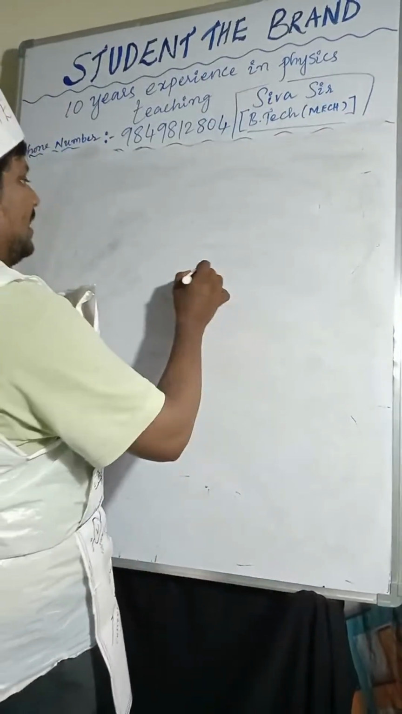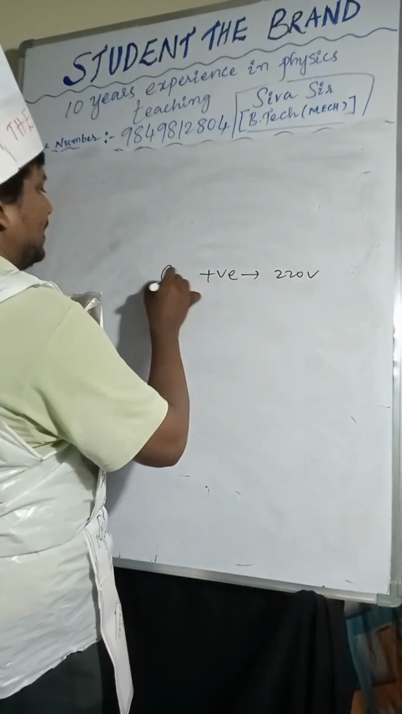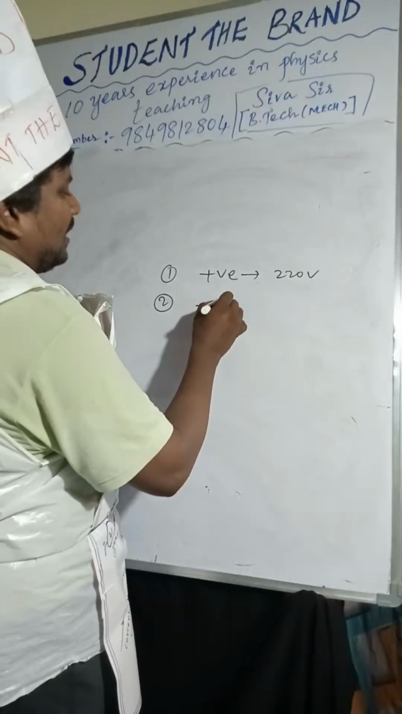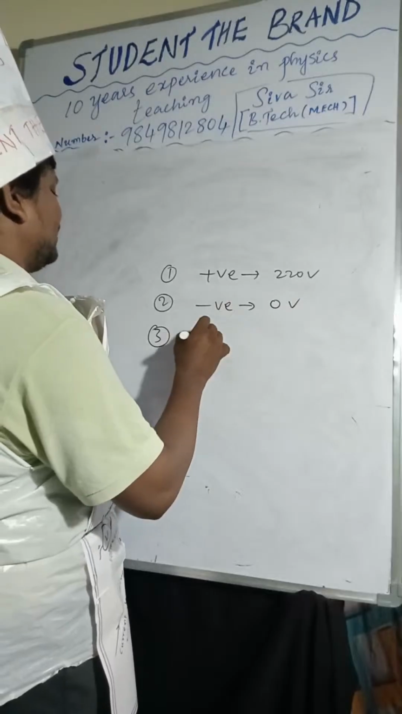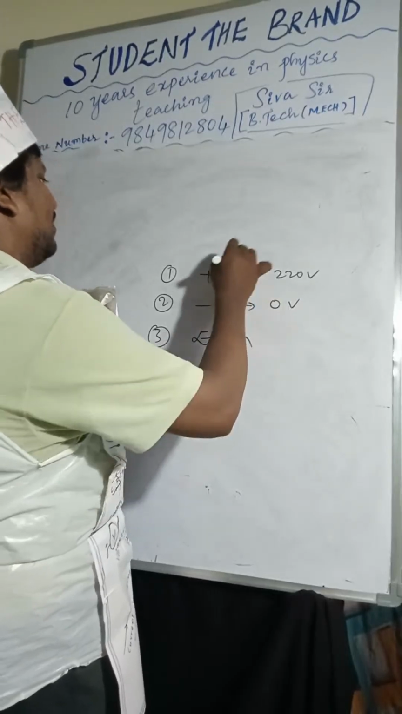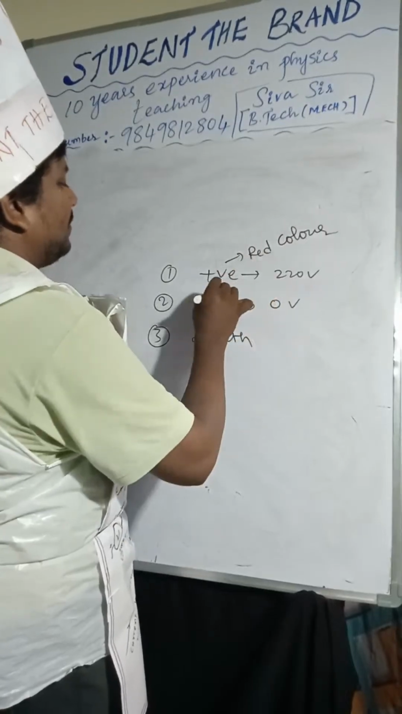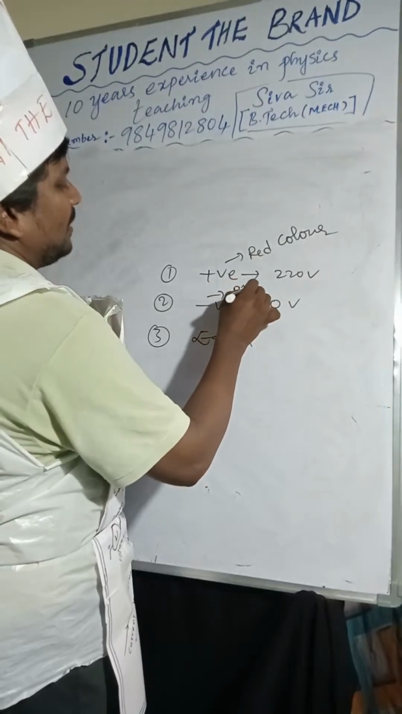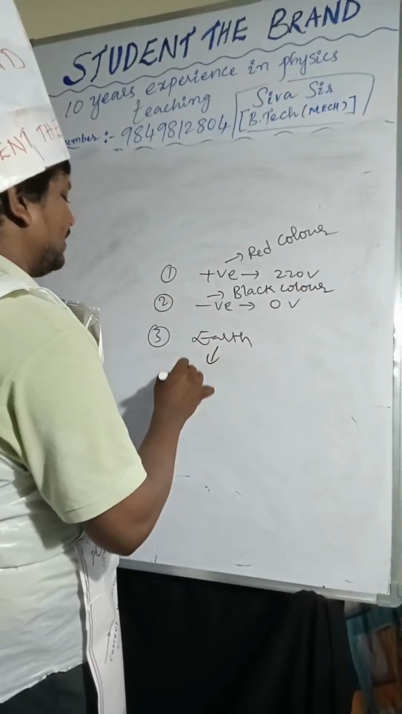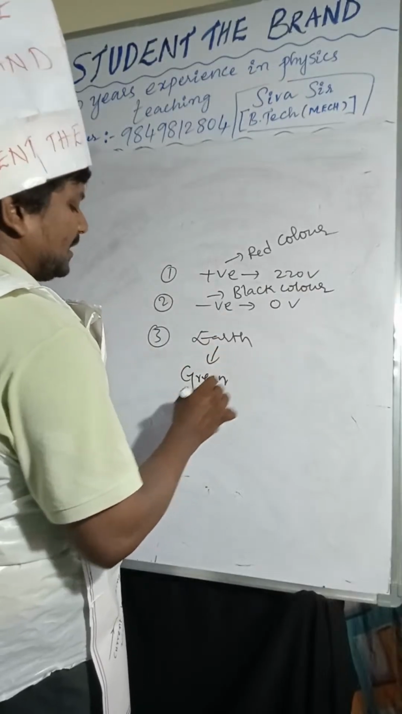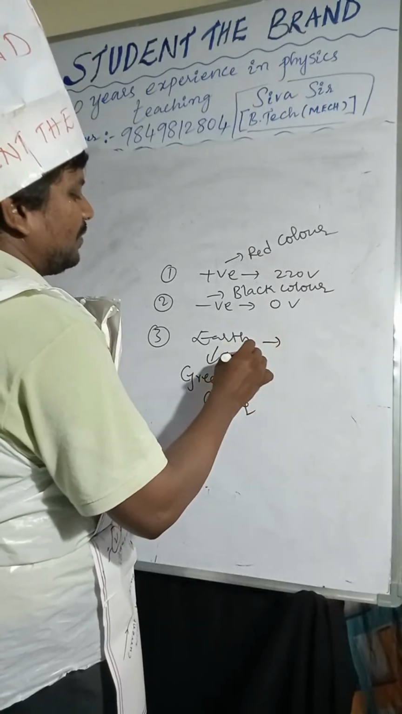Coming to the live wire, the potential difference is 220. The neutral wire's potential difference is 0, and the earth wire is the green wire. The live wire is red insulation, the neutral wire is black, and the earth wire is green color insulation. The potential of earth wire is 0 volt.